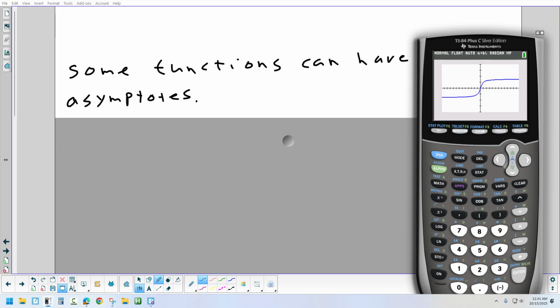So we're, again, not going to get into the specifics any more than that. I just want you to know that that can happen. So this has a certain asymptote as you head to the right, and it has a different one as you head to the left. But it has two.